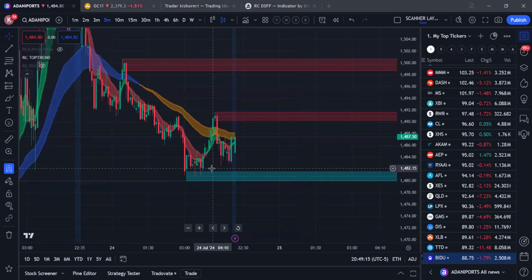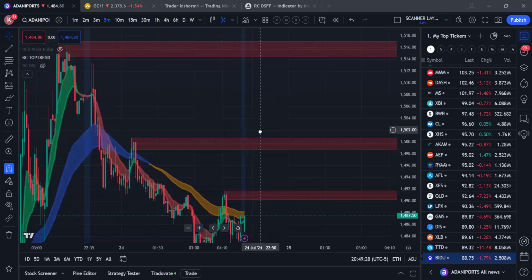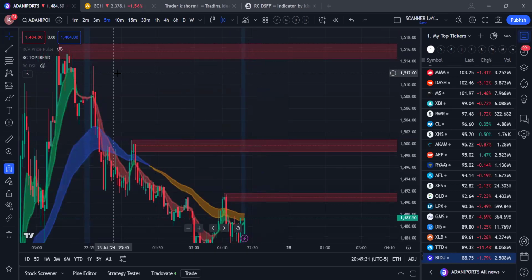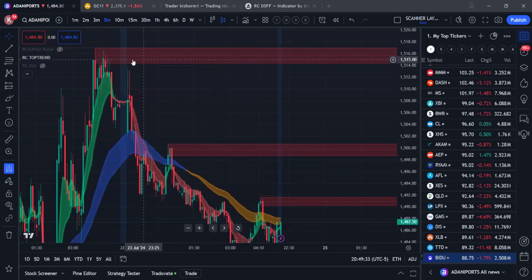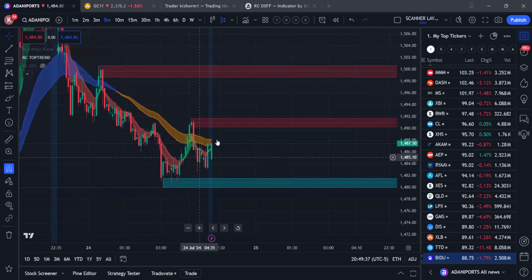So there is a strong support here. Whenever price came here, it went all the way up. If price comes here again, it will go up, and if this time it breaks the resistance, then it may go all the way to 1500 rupees. Yesterday it went all the way to 1516. Now there is a pullback, but it is trying to bounce up.